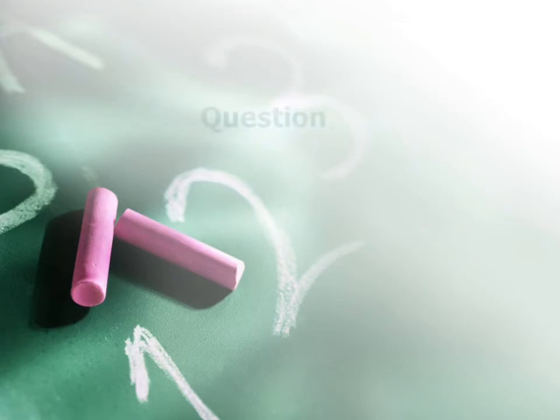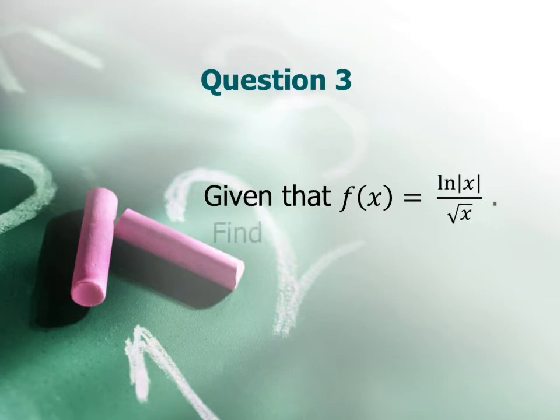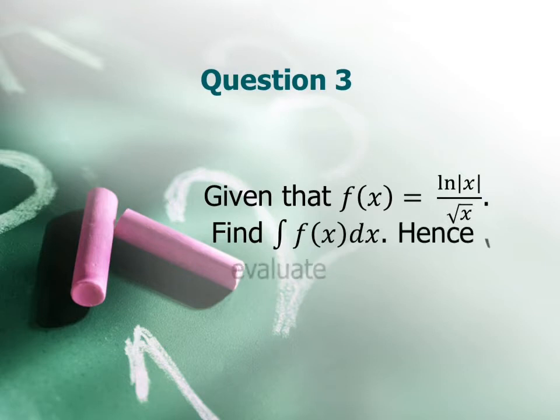So today I will be answering question number 3. Given that the function f(x) equals ln x over square root of x, find the integral of the function. Hence, evaluate the integral from 0 to 1 of the function.